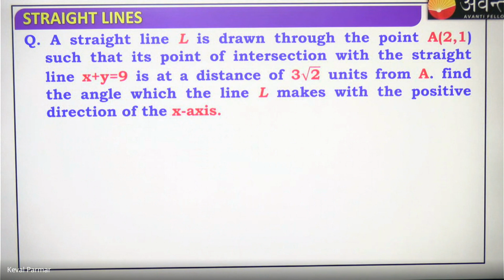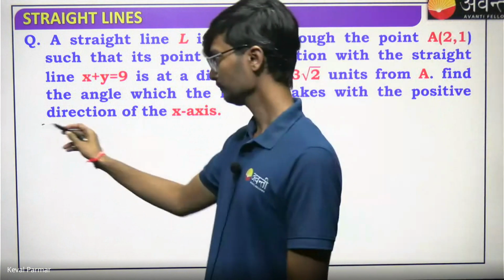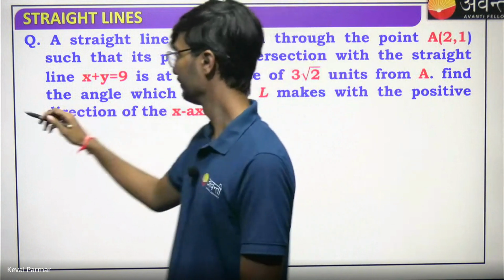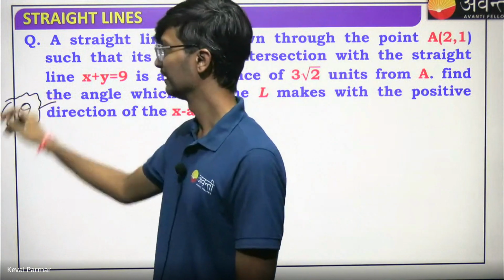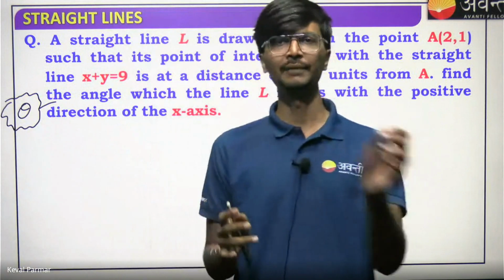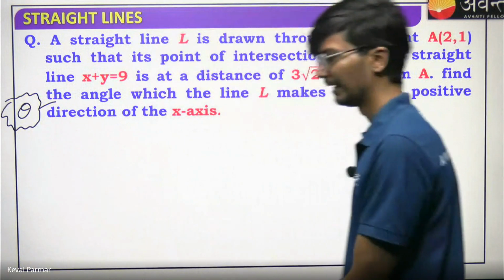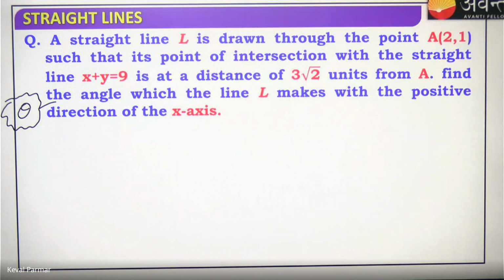A straight line L is drawn through the point such that its point of intersection with the straight line is at a distance of 3 root 2 from A. Find the angle the line L makes with the positive x-axis. Basically, they are asking me to find theta. Theta means inclination, because theta is the angle which the line makes with the positive x-axis. So they are asking me to find the inclination.